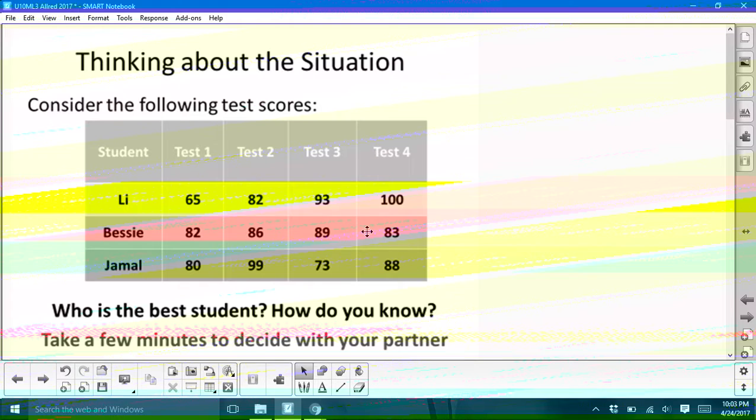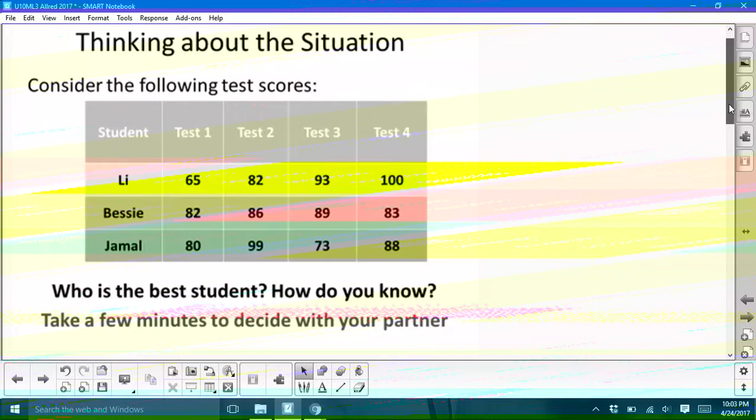When you look first at that chart, who do you think the best student is? Is it Lee, who made a 65, an 82, a 93, and a 100? Is it Bessie, or is it Jamal? Look at their scores and try to think about who you think the best student would be. Take a few minutes to pause your video, talk about it with your partner, and then put your answer on Edpuzzle when it asks you about it.